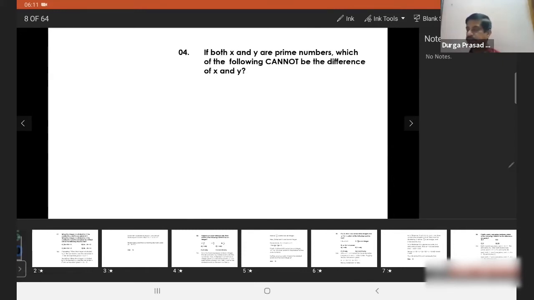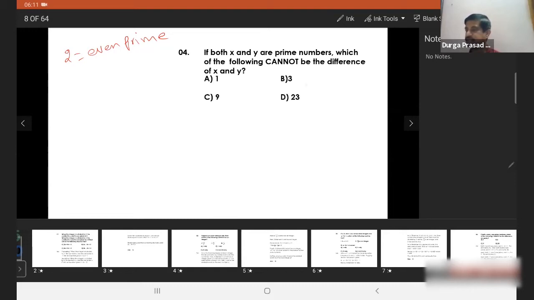If both x and y are prime numbers, which of the following cannot be a difference of x and y? So both are prime numbers, he says. So we have only one even prime. 2 is the even prime, right? Remaining all are odds only, except 2. Remaining all prime numbers are odd.